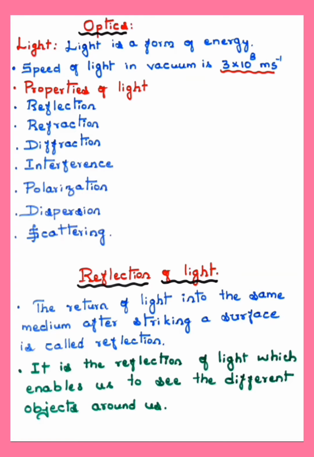Light is a form of energy. We are able to see the things around us with the help of light. That means in the presence of light, things are visible to us. So in this video, we shall learn about a few properties of light which are given in the syllabus of GPSTR exam 2022.